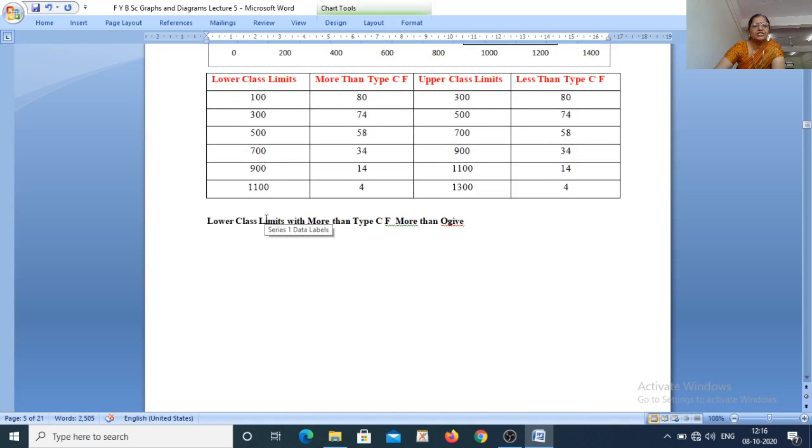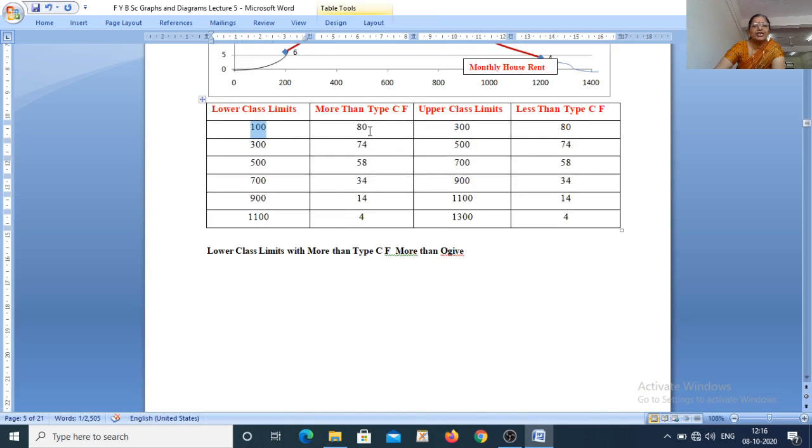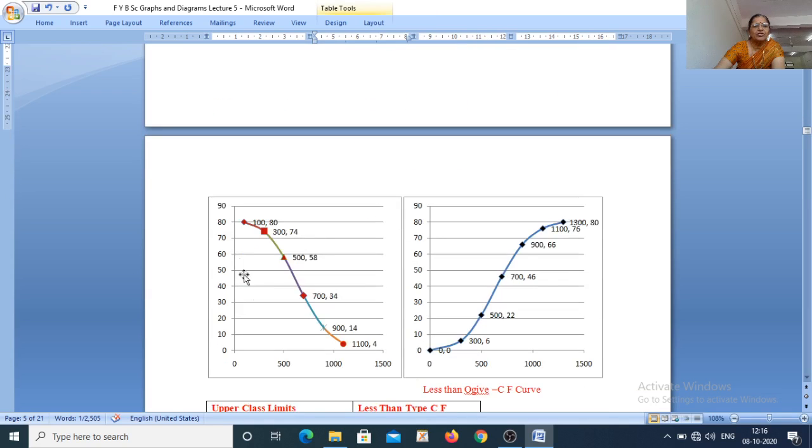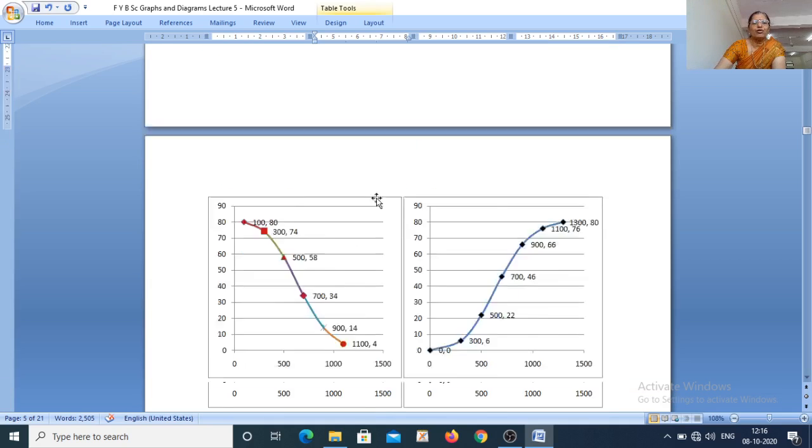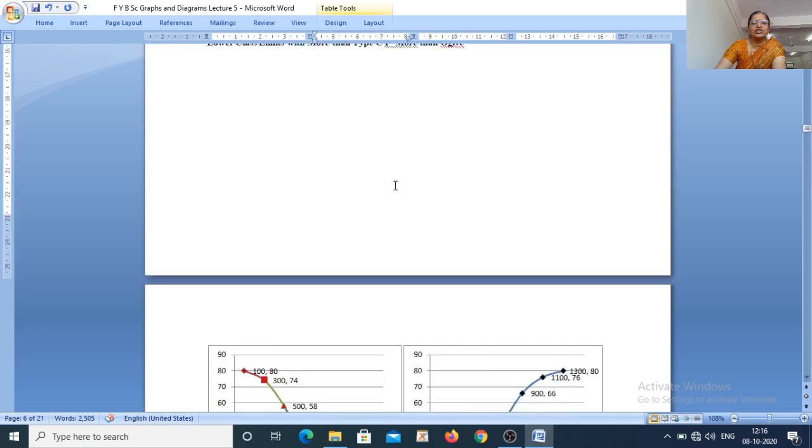Here you can see that this 100 is plotted with 80. Can you see here this particular point is 180? This particular point is 374. This particular point is 554. This particular point is 734. So the graph is like this. The graph is in a downward direction. Can you see the frequencies are decreasing, and therefore the graph is in a downward direction.